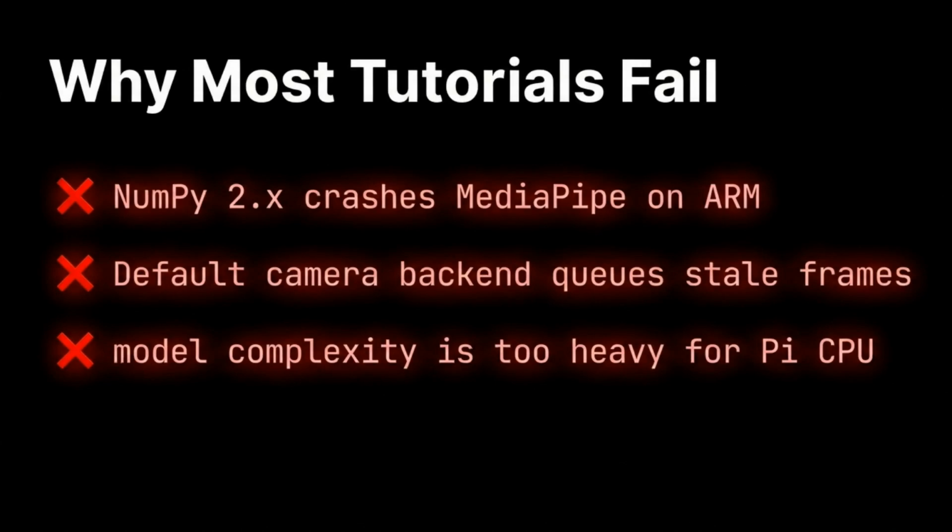Here's the honest truth. MediaPipe works on a Raspberry Pi, but there are 3 things that silently kill it, and most tutorials just don't mention them. First, NumPy 2.x. The moment it gets installed, MediaPipe throws a runtime error about a compiled API mismatch. It just crashes. Second, OpenCV's default camera backend queues up stale frames. So even if it runs, you're processing what happened a second ago. Third, the default model complexity setting is way too heavy for the Pi CPU. It destroys your FPS before you even start. 3 problems. I've fixed all 3.